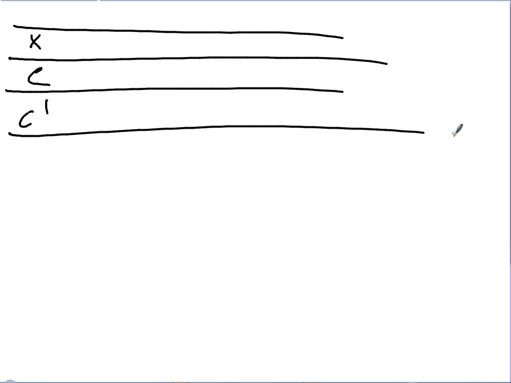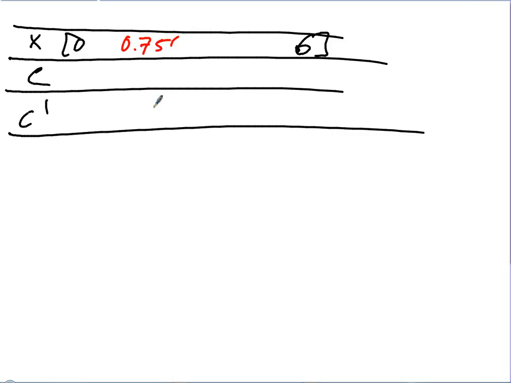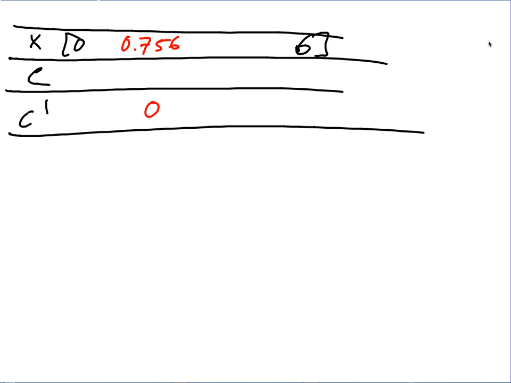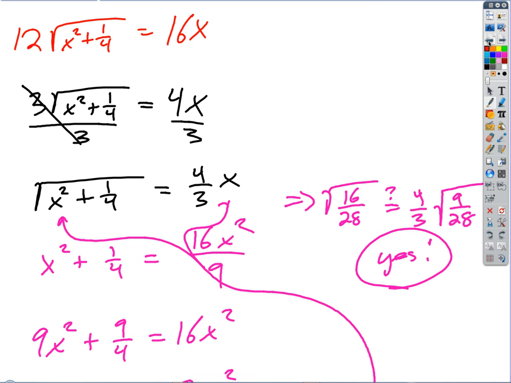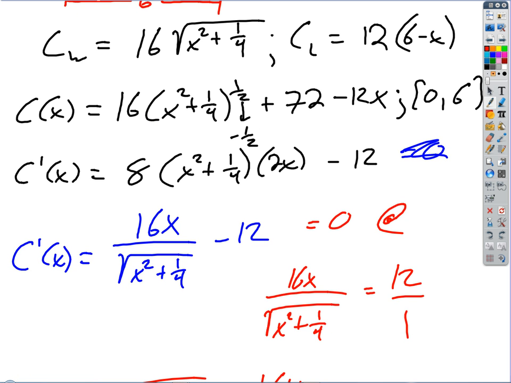We'll make a table with x and c prime, our cost derivative. Our domain went from 0 to 6. The one critical number we got was 0.756, which gave us a 0 of the first derivative. I don't want to take a second derivative, do I? This is an ugly one, because I've got square roots in it. Make sense? Yeah. So we could just go back and pick some test points.